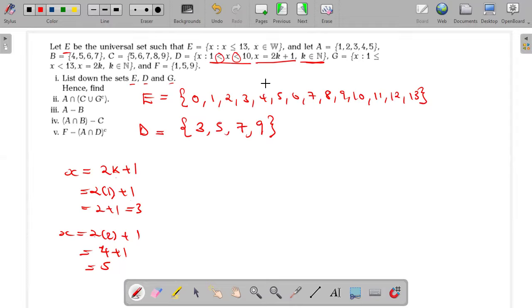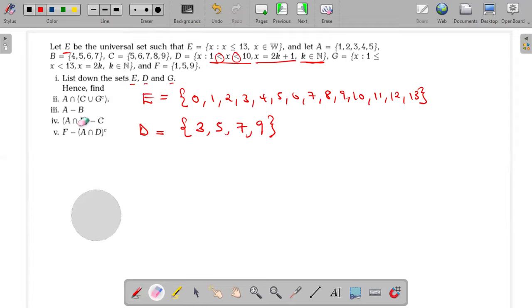So that is how we've listed set D in our interval. All right, now let's look at the next set they are telling us to list, and the next set we are listing is the set G.